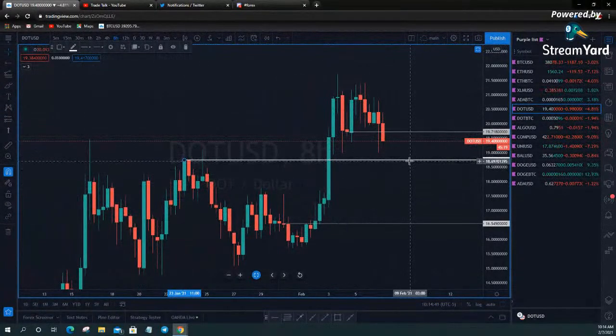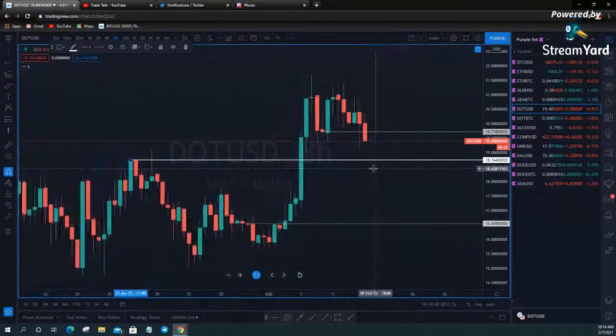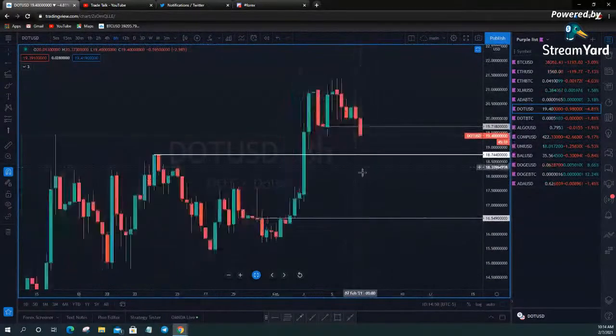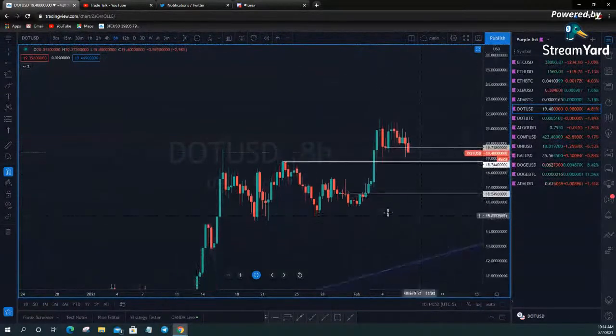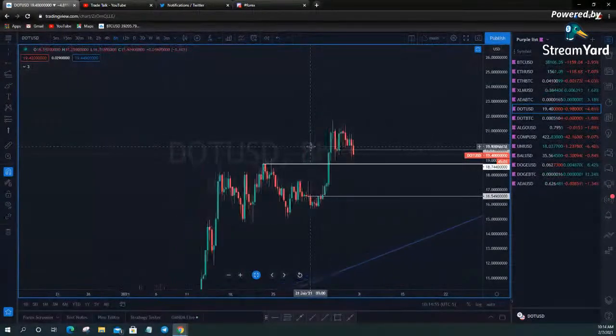Let's see what happens when price gets down into that. If we start wicking below and closing above, wick below, close above, might be a good area to look to get long on .USD because it's been off the chain as well. A lot of these cryptos have been off the chain. This is not a dump by any stretch of the imagination.